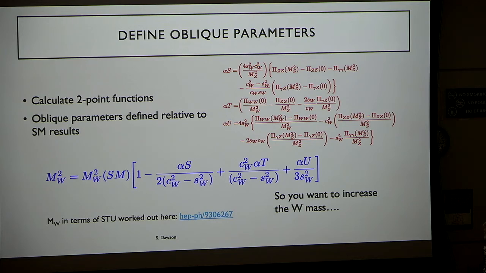So suppose I wanted to increase the W mass. This tells me how to do it, right? This tells me that I need a theory which has negative S, positive T, and positive U. So the first approximation, I can look for that kind of theory. And I will show you some examples of how you can use this kind of logic to really learn about new physics.